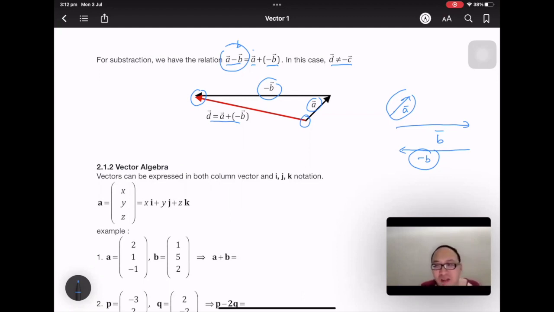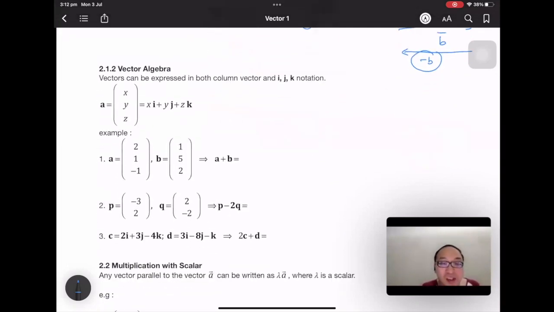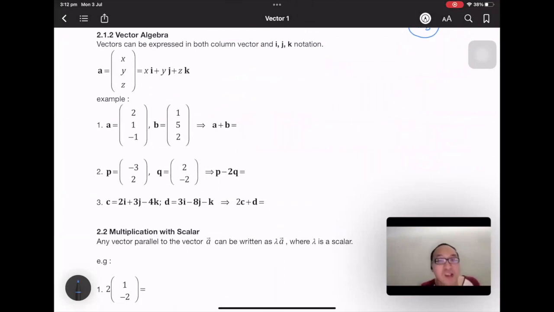But using the geometry to find a vector resultant is very complicated because you have to draw it to scale. That's why now we move to the second method. We can use algebra. This one can work for all types of problems without drawing it precisely.